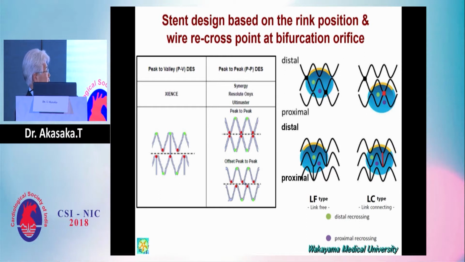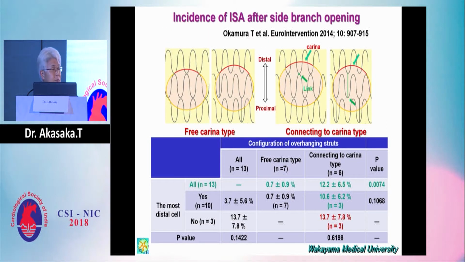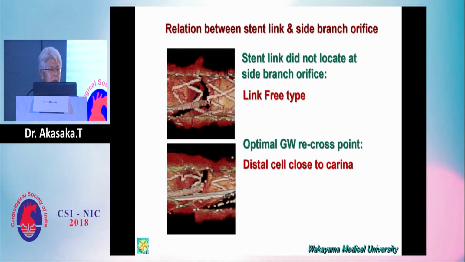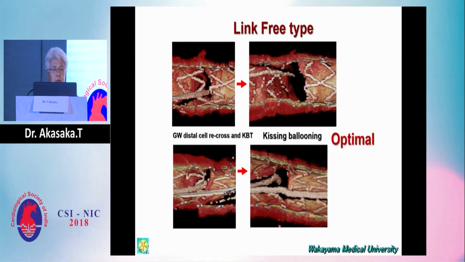at the center of the orifice, the bifurcation orifice. And if there is a link-connecting type, carina type, you cannot get a good result, as shown in this pilot study by Dr. Okamura. And this is one example. This is a link-free type, and the wire succeeded in inserting into the distal cell. And if you do the kissing balloon, you can get an optimal result, a very big side branch orifice.